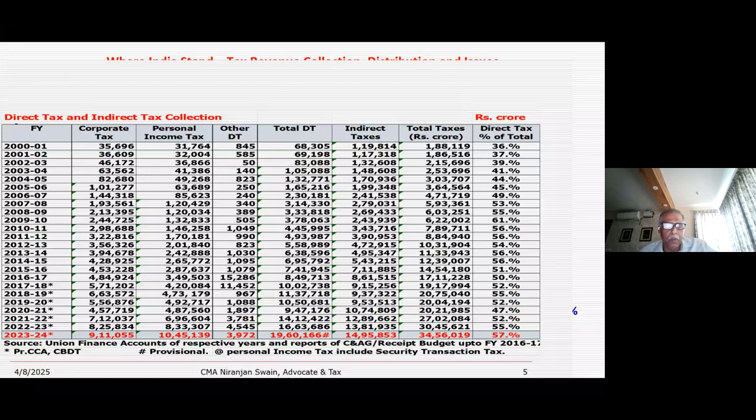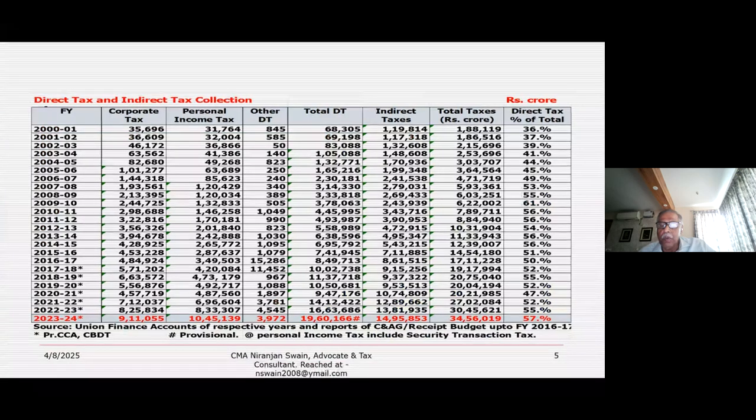Before going for the discussion on the bill, just to see the direct and indirect tax collection, which is updated for 2023-24. If you compare 2001 and 2023-24, there's a sharp increase in all the taxes. Corporate tax, you see, from 35,000 some crores to 9.11 lakh crores. Similarly, personal tax, meaning income tax, from 31,000 crores to 10.55 lakh crores. Similarly, indirect taxation from 1.19 lakh crores to 14.95 lakh crores. This was the 2023-24 figure. But one point I wanted to tell you is the percentage of direct tax to indirect tax: direct tax is 36% and indirect tax is 57%. So there is more growth in direct tax collection than indirect tax collection.